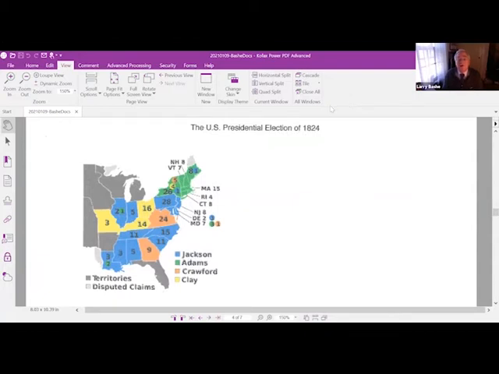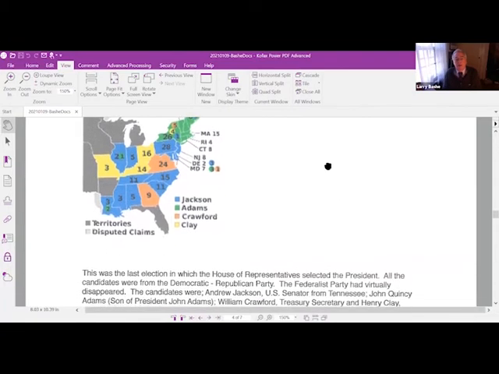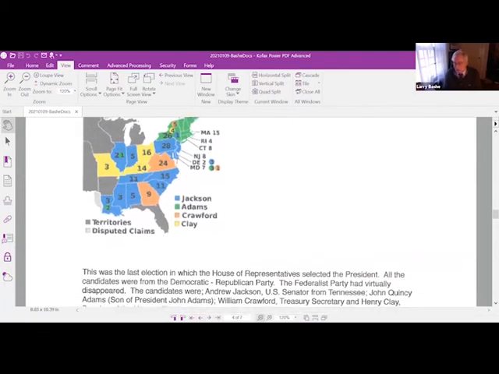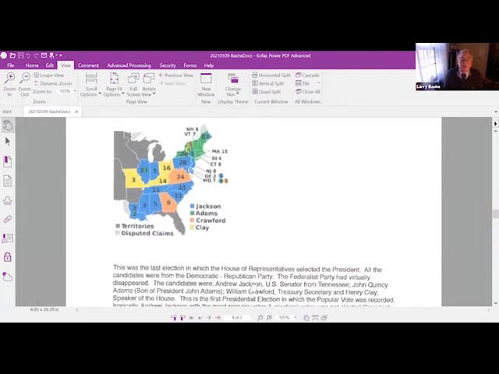So, irony of ironies, in the first election that had a popular vote for president, the candidate that had the most popular votes and the most electoral votes didn't become president. And that's Andrew Jackson. He was a senator from Tennessee. He had four basic opponents. Jackson got something like 41% of the popular vote. He got most of the Electoral College votes, but not a majority.